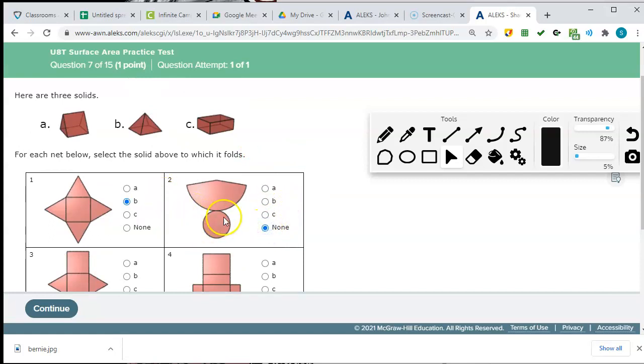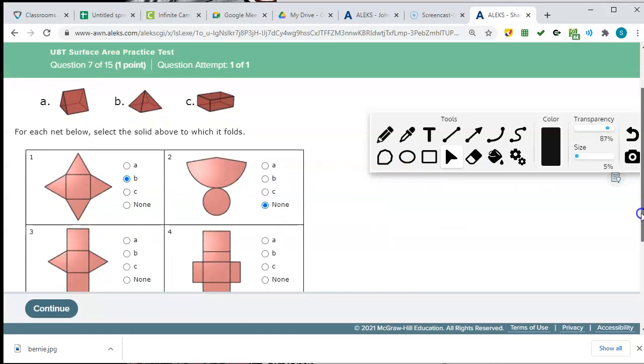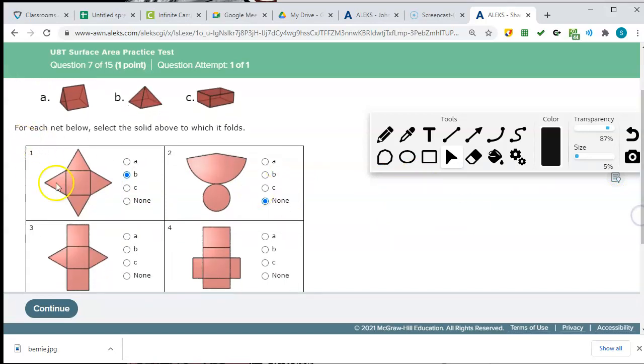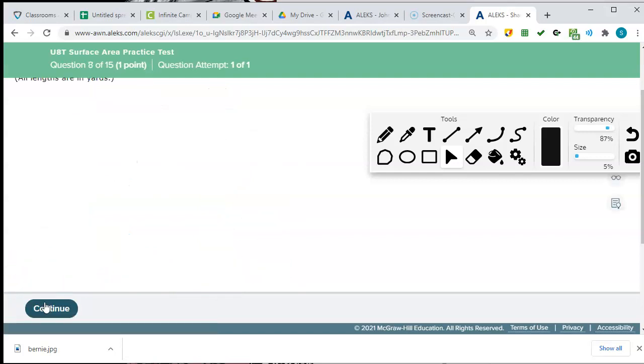Okay, this one would roll up into a cone. How about 3? 3 would be A. Excellent. We see that the base is a triangle, and we get the prism because there are 3 sides that are rectangles, and then the top is a triangle. And how about 4? 4 is C. Nice work.